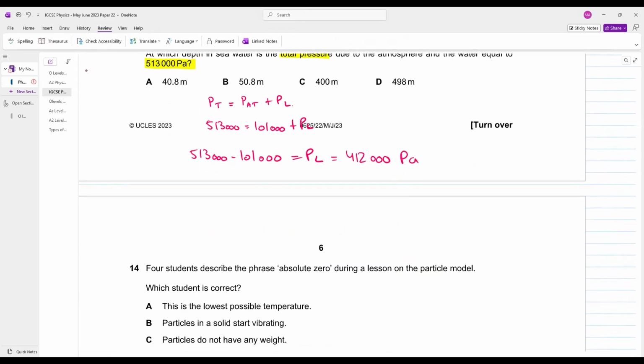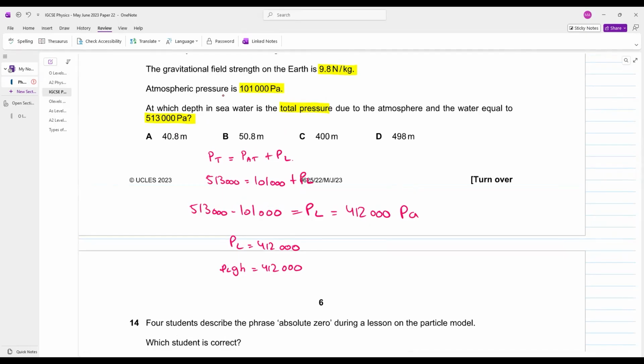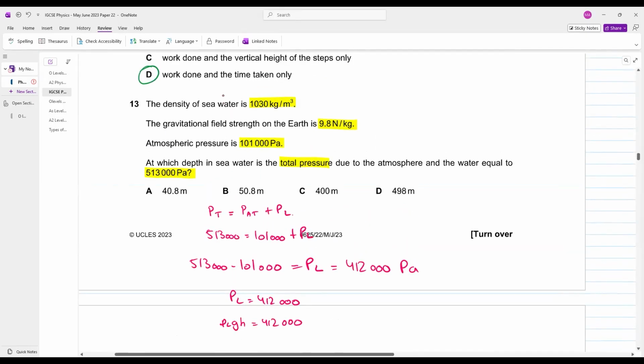Now, how can you put a formula here? Pressure of the liquid is equal to 412000. Density of the liquid times gravitational field strength times height is equal to 412000. Beta, what is the density of the liquid? Come here. What is the density of the liquid? 1030.